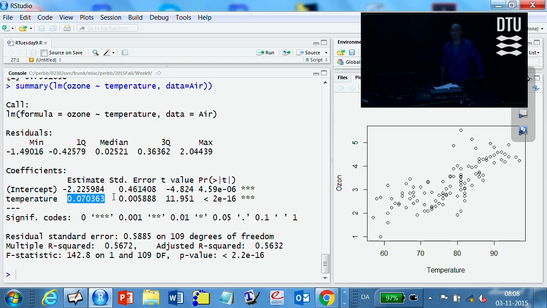Here's the answer. That's the beta 1 hat, right? 10 degrees Fahrenheit gives 0.7 on the log ppm scale, right? I multiply by 10, just one choice to tell the story. 10 Fahrenheit will provide 0.7 on the log ppm scale. So we expect on a day with 10 Fahrenheit higher temperature, a log ppm level 0.7 higher than the other day, which was 10 Fahrenheit lower, right?